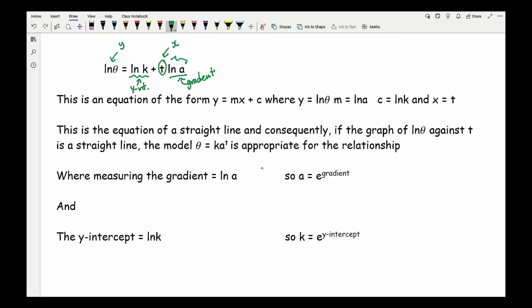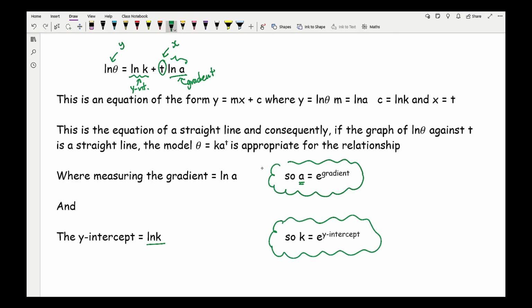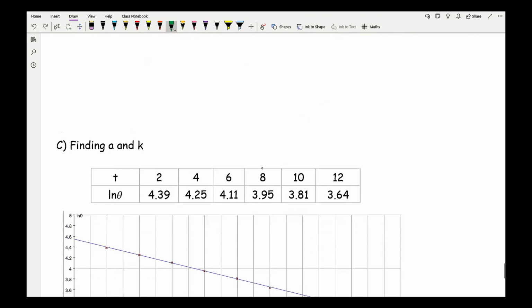Now this is an equation of a straight line, and consequently if the graph of ln of theta against t is a straight line, then the model theta equals ka^t is appropriate for this relationship. If the gradient is ln a, then the value of a is going to be e to the gradient, and if the y-intercept is ln k, then k is going to be equal to e to the power of the y-intercept, whatever that y-intercept may be. So this is hypothetically what my a value and my k value are going to be if the graph is a straight line.